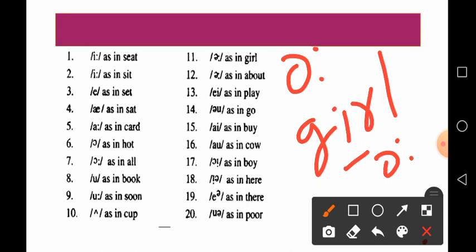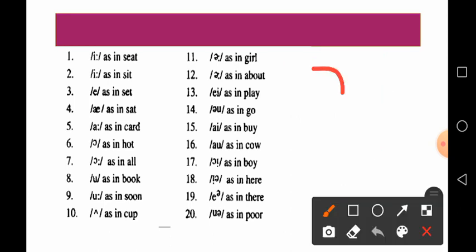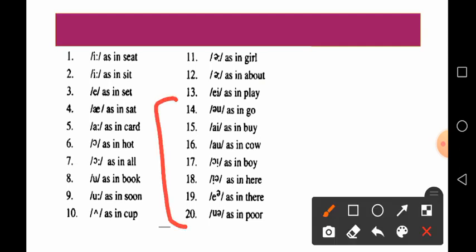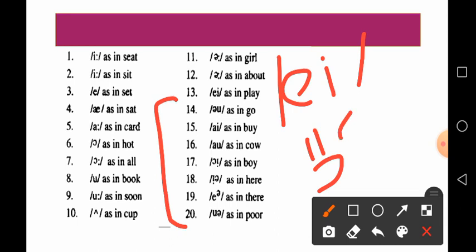Then the short vowel is about, this word is pronounced as in a word like about. So, these are the vowels, and from number 13 to 20 they are called diphthongs. What is a diphthong? It is a combination of two vowels. You can see the first is ei, this is pronounced ei, the word is play.